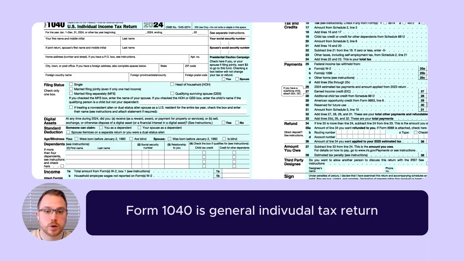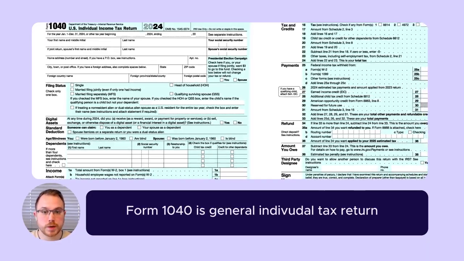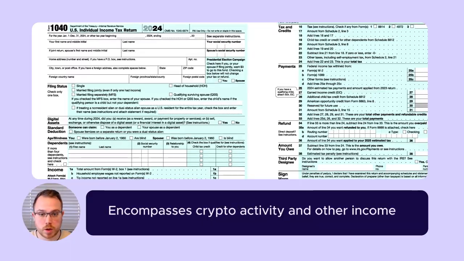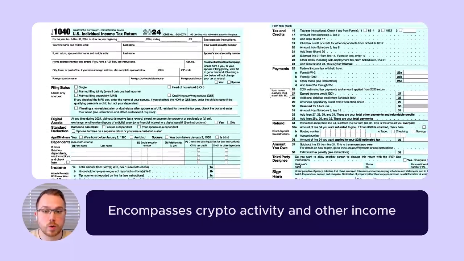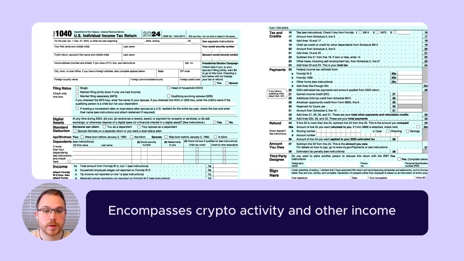So just real quick, your Form 1040 is your general individual tax return that encompasses all of your cryptocurrency activity as well as any other income from your job or any other self-employment income that you have made.